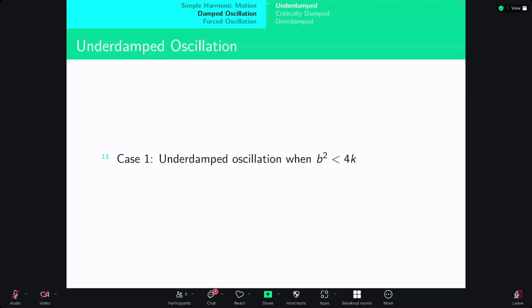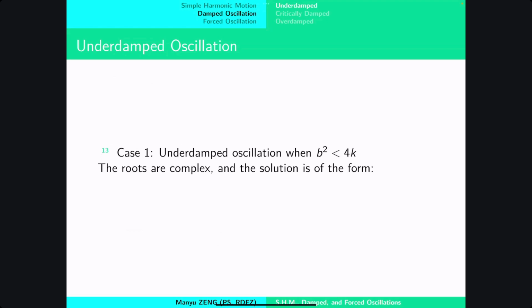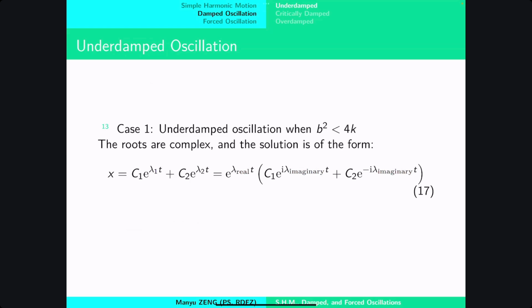So case one, underdamped oscillation. This is when b squared is smaller than 4k, and the whole thing under the square root is negative. So the roots are complex. There are no real solutions, and the solution is of the form like this. There are two complex roots, and they are complex conjugates.